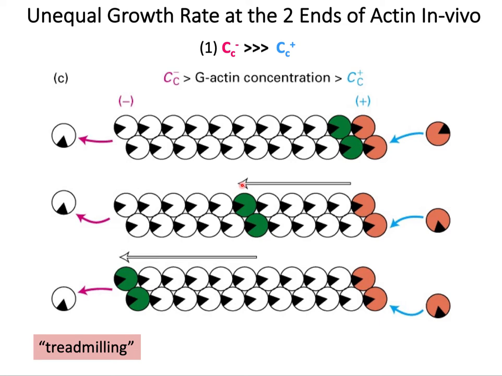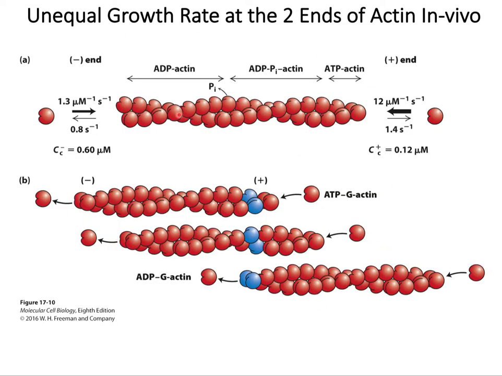The actin filament can polymerize in certain parts of the cell in this treadmilling fashion to create forces necessary to extend their membrane in certain directions. So the first reason, there is unequal growth at the end in vivo because of the differences in the critical concentration of the minus and the plus strand. So this is what it looks like with the numbers.